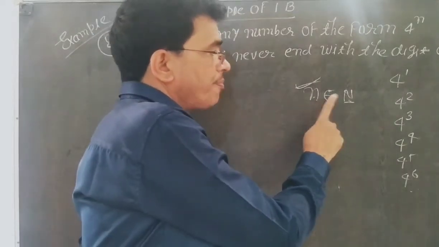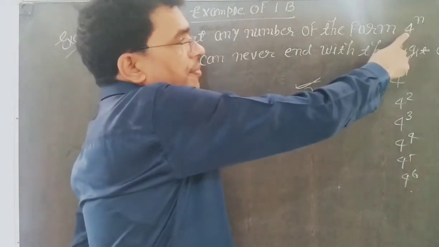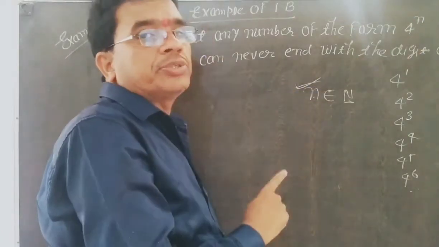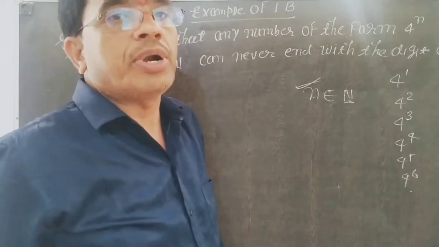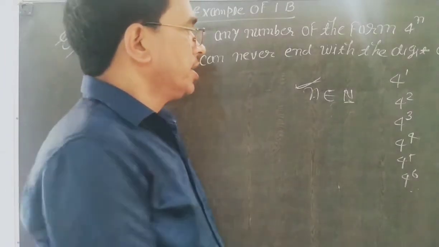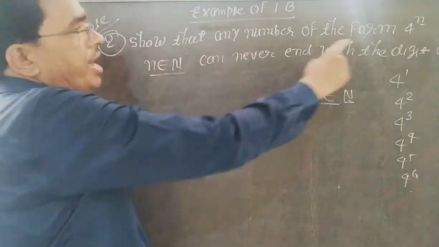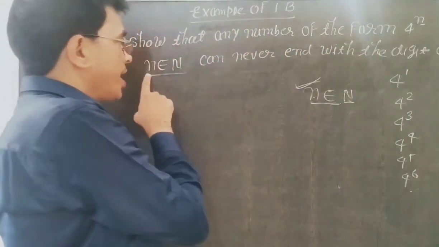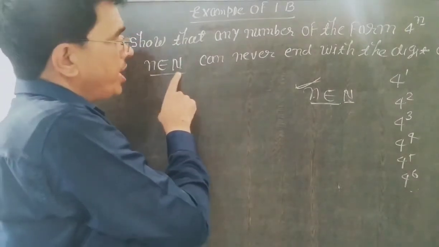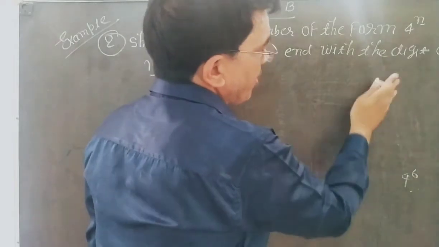n is a member of the natural numbers. That means the power of 4 is any one from the natural numbers, that is 1, 2, 3, 4, 5, 6, 10, 11, anything. So first we understand what is this and what is this. Here is 4 to the power n, and here n belongs to N, where N is the set of natural numbers. And next, your question is that it never ends with 0.